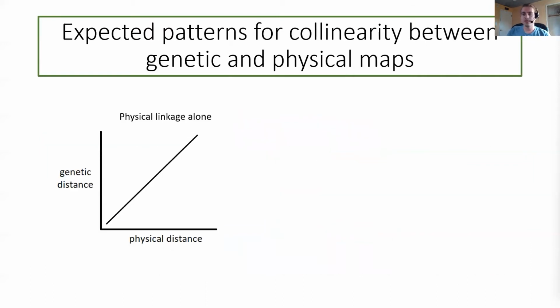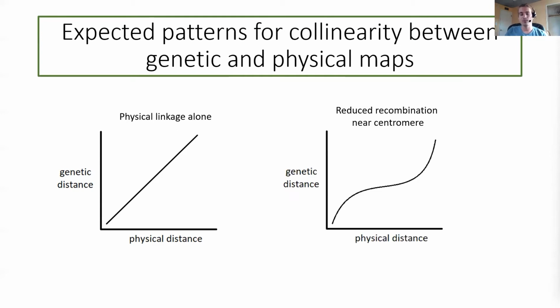When we compare the genetic and physical maps of chromosomes, there are a few patterns that we might expect to see. First, if physical linkage between markers is the only thing influencing recombination rates, we would expect to see a 1-to-1 relationship between genetic and physical distance. However, in reality, we know that the landscape of recombination is not typically uniform across the chromosome.